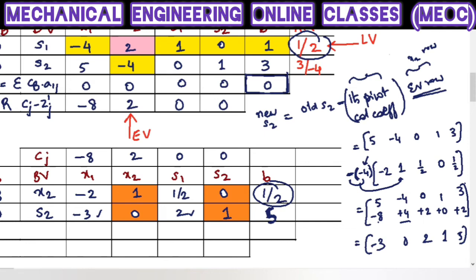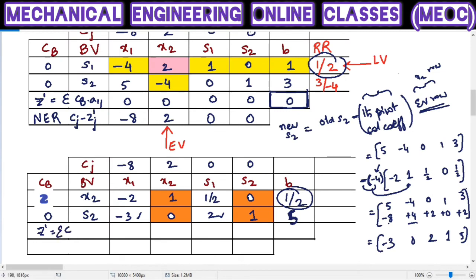Now let us find z dash as sigma cb into aij. So 2 into minus 2 plus 0 into minus 3 is minus 4. 2 into 1 plus 0 into 0 is 2. 2 into 1 by 2 is 1 plus 0 into 2 is 0. So this is 1. Similarly, this comes out to be 0, and this is 2 into 1 by 2 plus 0 into 5. That is nothing but 1.